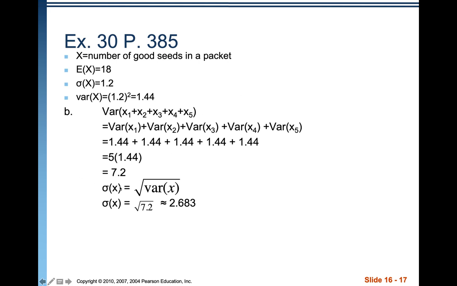All right, so your standard deviation of x is the square root of the variance, and so it comes out to be 2.683.